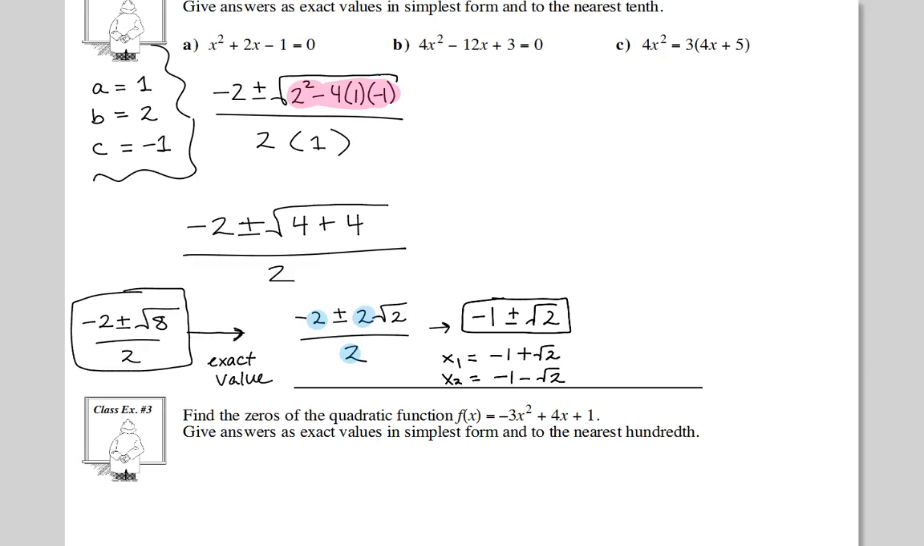Okay, and then you could go to the nearest hundredth usually. Even though the book's saying tenth, go to the nearest hundredth. So -1 plus √2, got like 0.414. Whatever, I went to the thousandth. -1 minus √2 is negative 2.414.